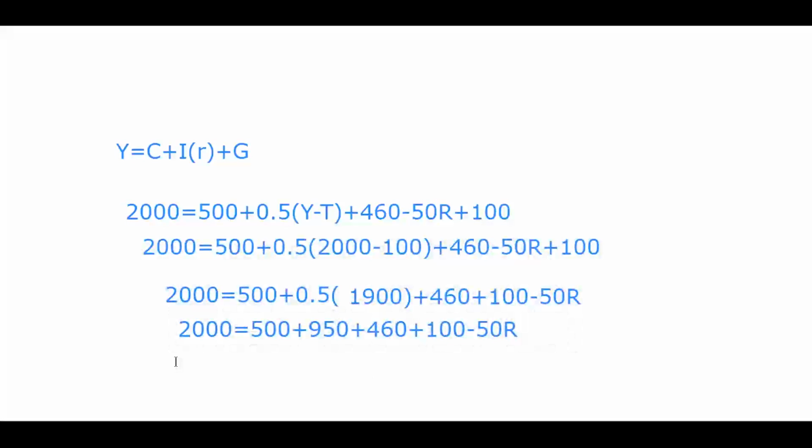So 500 plus 950 is 1450, plus 460 is 1910, plus 100 is 2010. So 2000 equals 2010 minus 50R.